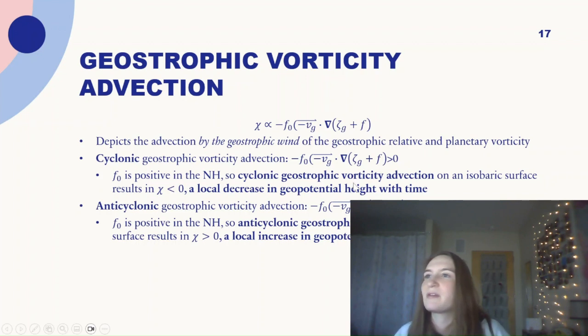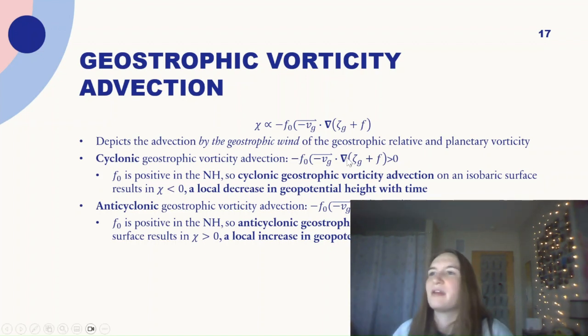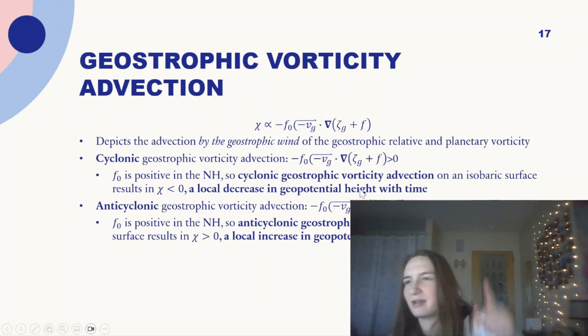So let's think about this. I told you that this is greater than 0. I probably should have gotten rid of that negative sign. Again, I'm sorry. Ignore that negative sign out in front and the f naught. Just this inner part should be greater than 0. f naught's positive, but then we have this negative, which makes that whole thing negative, so chi would be negative, and that's a decrease in geopotential height with time. I will also fix that. Sorry.